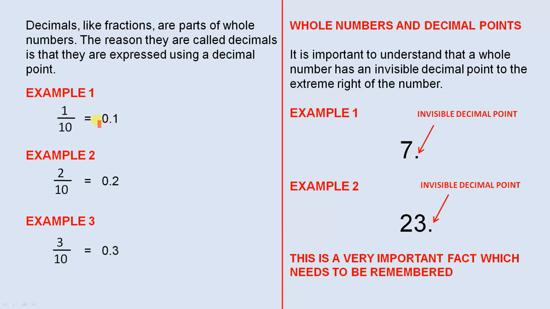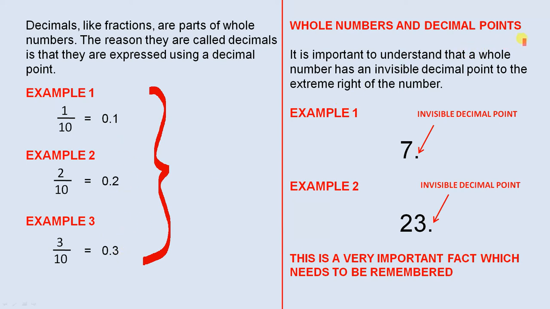These are just facts I want you to remember for the moment, and then I'll tell you how we work it out in a moment. Example 2, 2 over 10 equals 0.2. There is the decimal point. Example 3, 3 over 10 equals 0.3. So there are three facts here I want you to remember, and now we're going to work through a little process which explains how we arrive at these answers here.